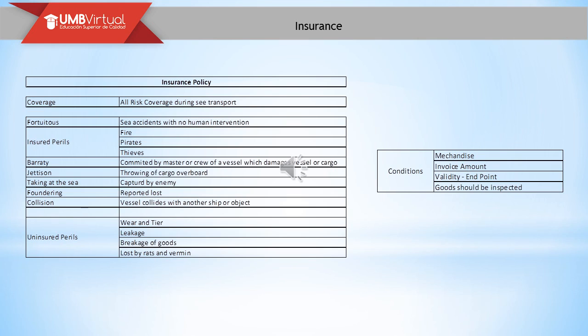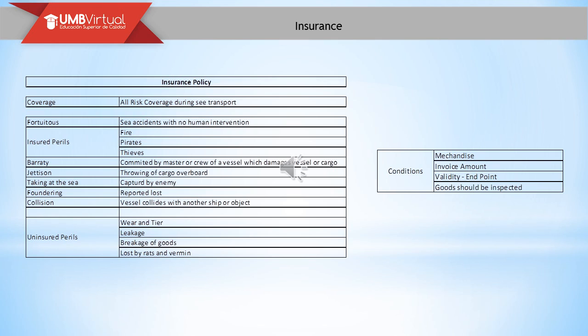Okay, next step is insurance. The insurance policy that we are going to pick for this cargo is going to be a contract for all risk coverage during the sea transportation. It's very important to get this insurance policy contract because we want to be covered for everything as much as possible.